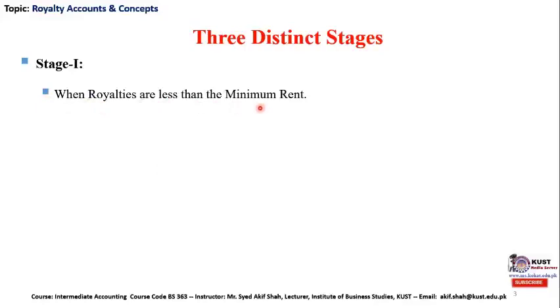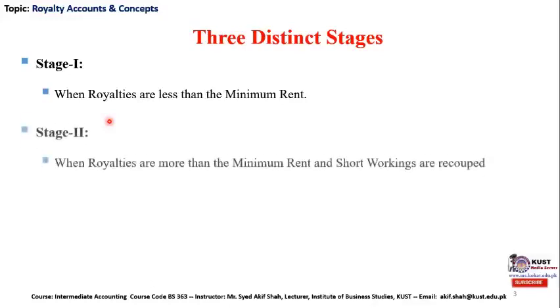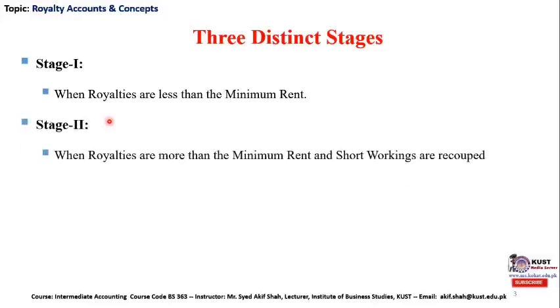Let's suppose the minimum rent of the mine was 10,000 rupees per year. However, the royalties calculated on the basis of tonnage of extraction from the mine is 8,000 rupees. So this is case 1, which has already been discussed in detail with a numerical example in my previous lectures. So the emphasis of this lecture will be specifically on stage number 2 entries in the books of lessor.